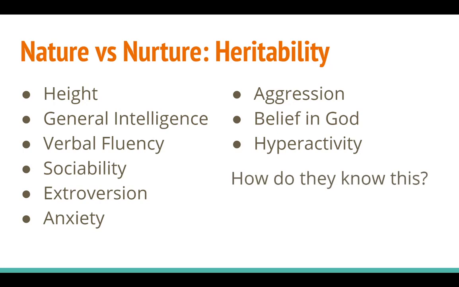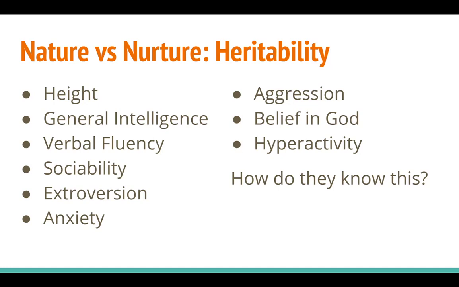So how do we know all this? How do we get those numbers? Well, mostly we do it through twin studies, where you study identical versus fraternal twins, and through adoption studies, where they study biological versus adopted children. And by doing this a lot of times, they get these numbers about whether a trait is genetic or environmental.